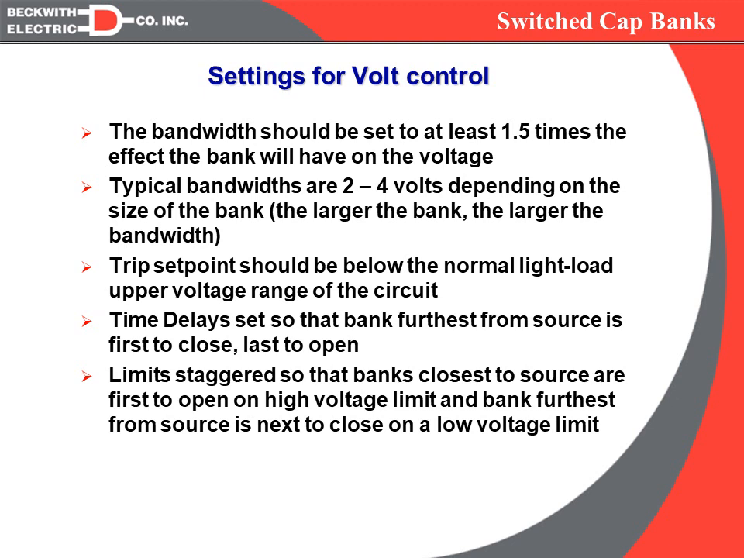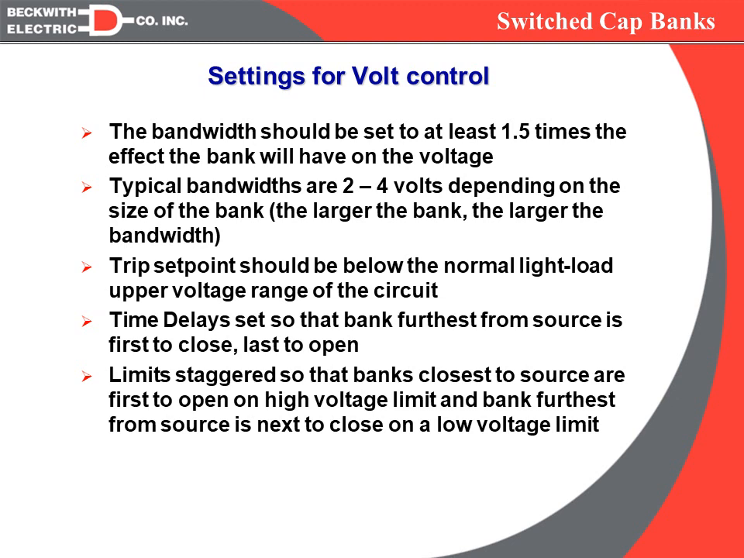We would want our band centers or our limits to be set at the band edges of the regulator. So if my regulator is set with a band center of 122 and a bandwidth of 2, that means 121 is when it's going to want to raise, so that's the voltage level we want to close our cap bank at. 123 is where it's going to want to lower, so that's the voltage level we would want to open.